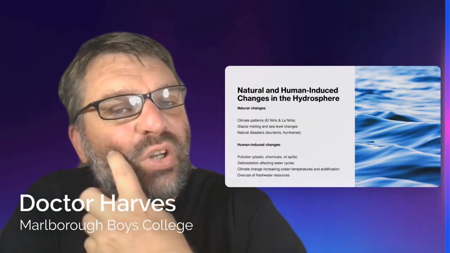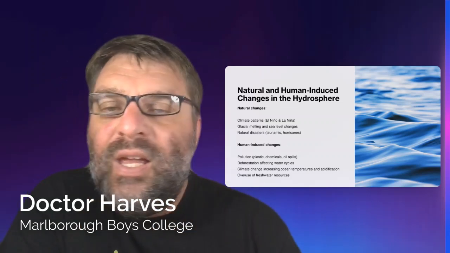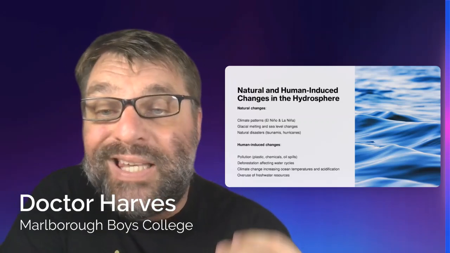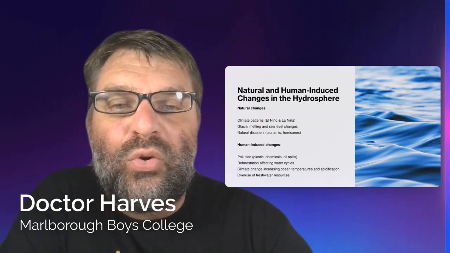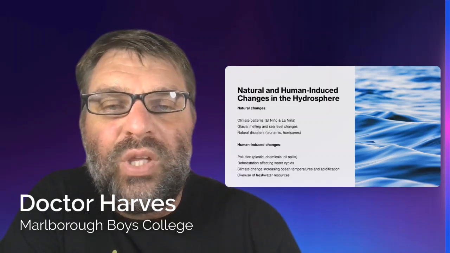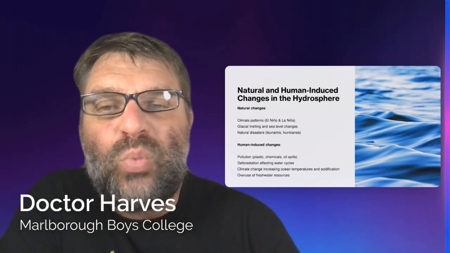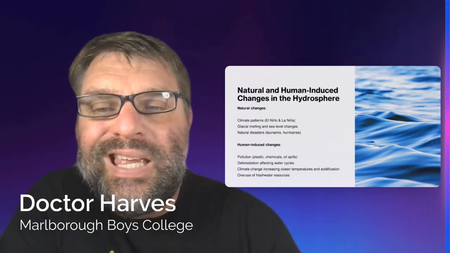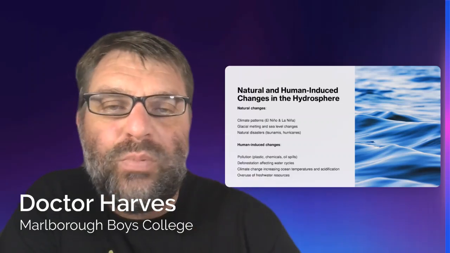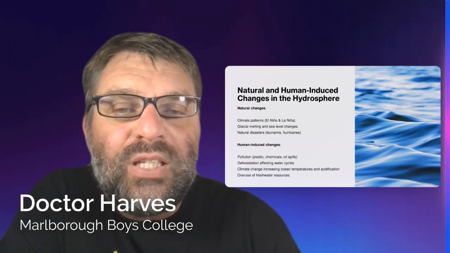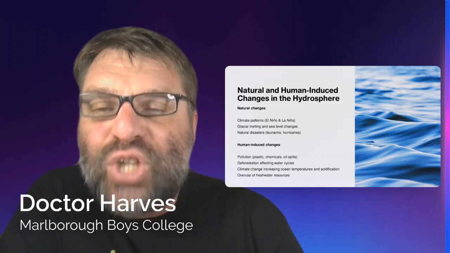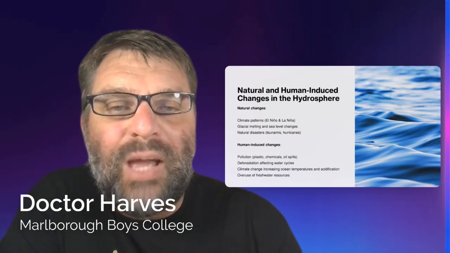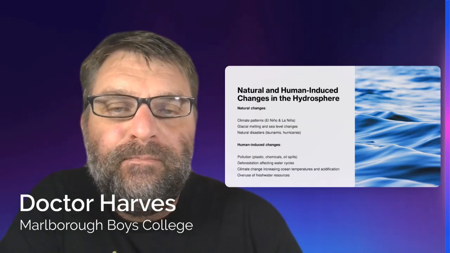So in terms of looking at natural and human-induced changes in the hydrosphere, in terms of natural changes, we have climate patterns like El Nino and La Nina. At the moment we're going through a La Nina phase here in Aotearoa, New Zealand, which means we have wetter summers and drier winters. And of course in the La Nina, the El Nino, that swaps around. We have glacial melting, especially down south, and sea level changes because of this globally. And we've got natural disasters like tsunamis and hurricanes.